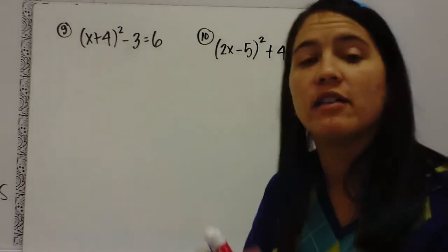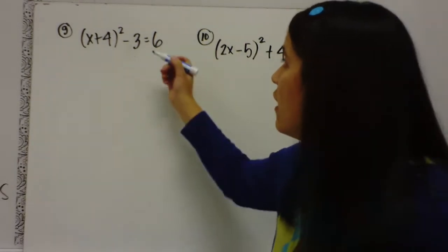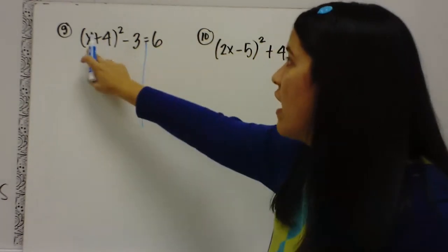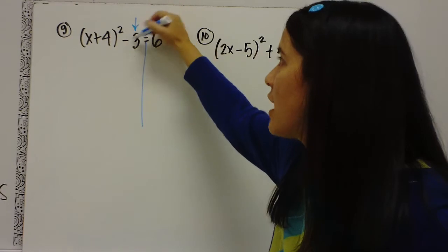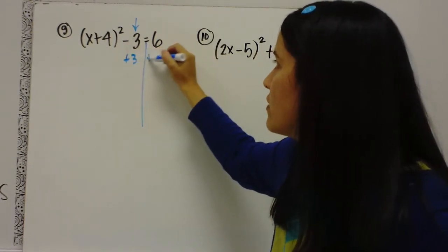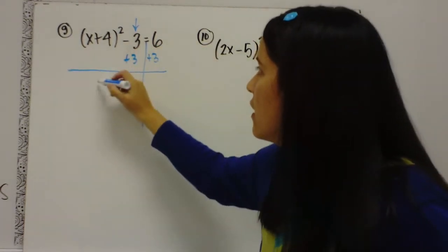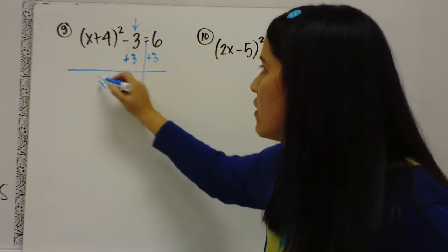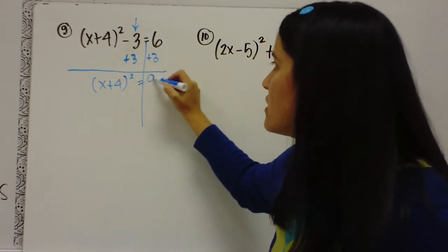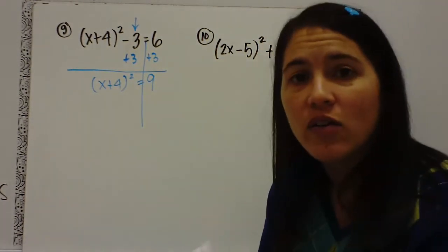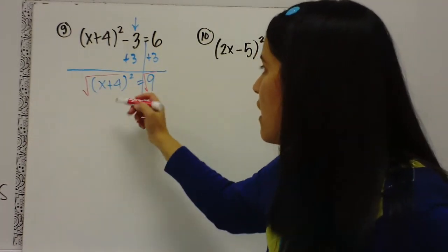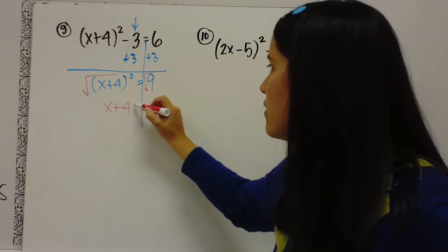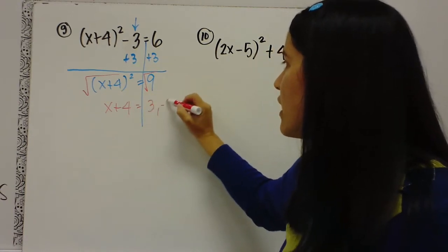Alright, so here on number 9, we've got a lot of stuff going on. First, I have x plus 4 in parentheses, but I can't take the square root until I get rid of this minus 3. So I'm going to add 3 to both sides, and I get x plus 4 squared equals 9. Now, I can take the square root of both sides, and I'm left with x plus 4 equals 3 or negative 3.